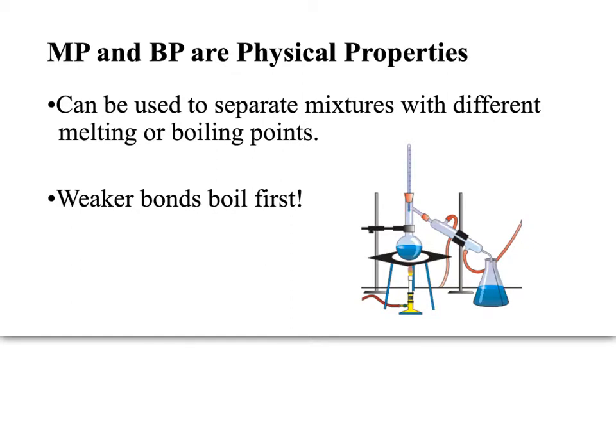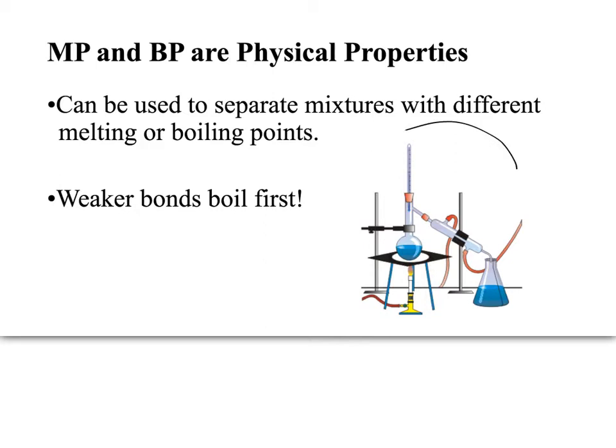So simply stating, the melting point and boiling point, these are physical properties, but because they're different for different substances, we can exploit this and sometimes separate different things that are in a mixture from each other by physical means. Remember, if you're heating a mixture, the substance that has the weaker bonds, the weaker intermolecular forces, that will tend to boil off first.